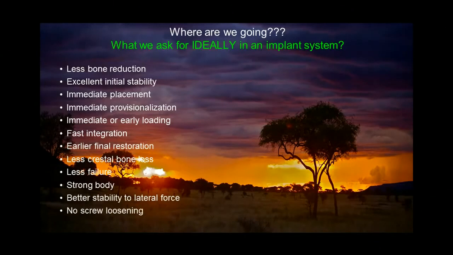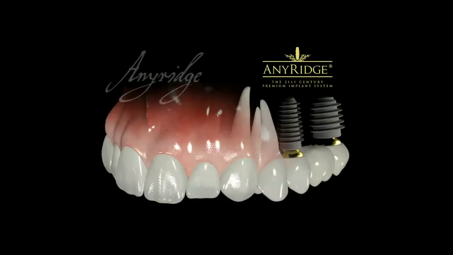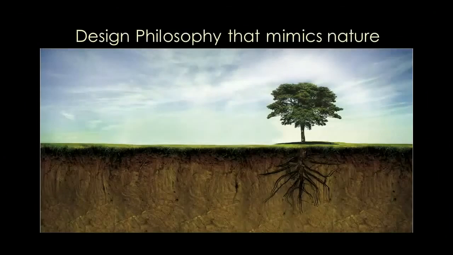Screw loosening is prevalent in implant dentistry because of, guess what? Bruxism and the physics of the different types of connections out there. So which system can give us all of it, everything that we're asking for? Well, here's the paradigm shift. This is the Anyridge implant system. So we're going to be going very, very much into detail regarding this particular implant.